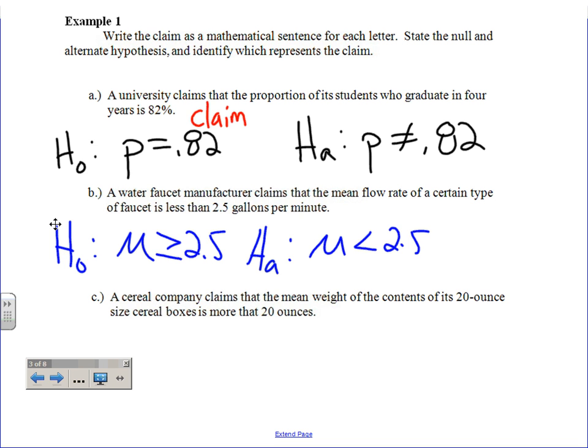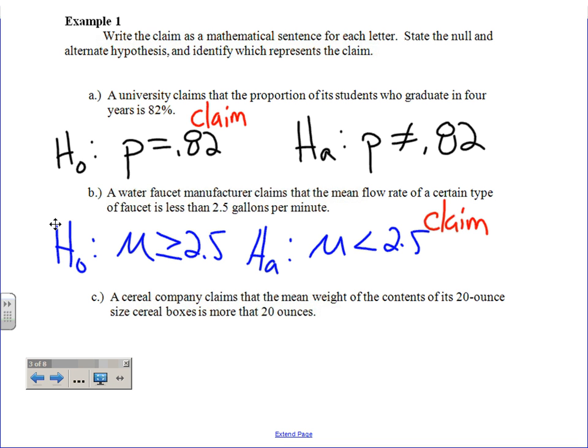Okay. So which one of the two is the claim? Yeah, alternate is. That's the claim. So in this problem, will I be allowed to reject the claim? The only thing I do here is support the claim. Can I say with 100% certainty the claim? No, but I can support it. Because you can support the alternate, and you can only reject the null.